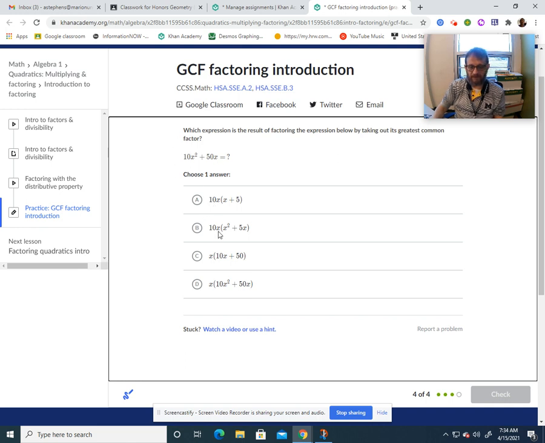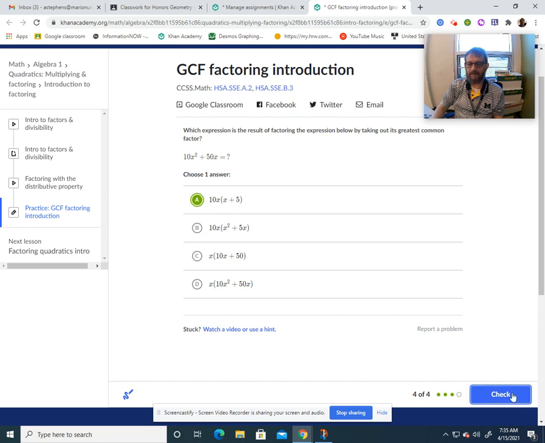So now we're down to these two choices. We know it's not just x, we know it's 10x. Which one of these two gives me back what I started with? Well, 10x times x gives me 10x squared. 10x times 5 gives me 50x. 10x times x squared gives me 10x cubed. See, what they messed up here is they pulled out the 10, but they didn't pull out the x. They didn't account for the fact that they had moved an x outside of the parentheses. So the correct answer here is A.